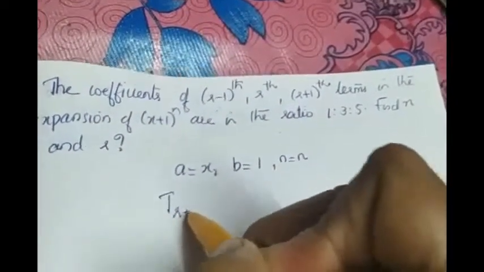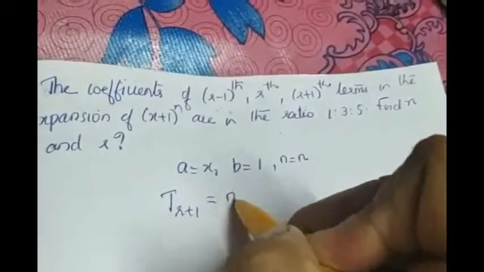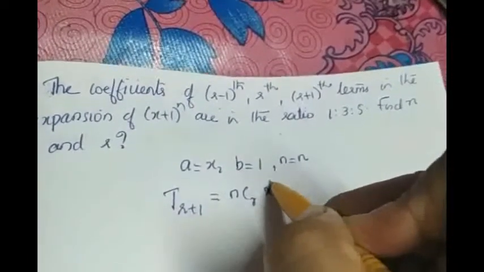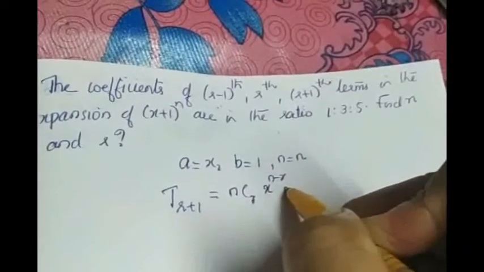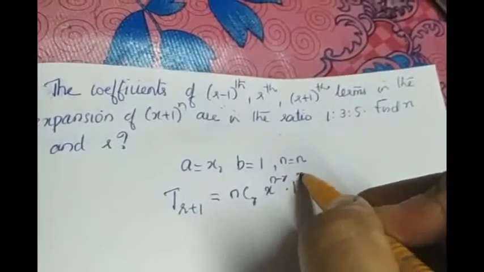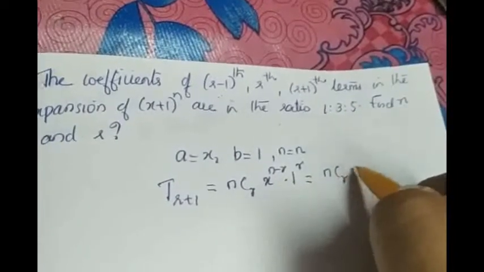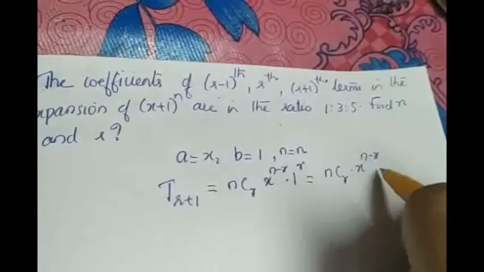The general term is T(r+1). T(r+1) is equal to nCr into a^(n-r), that is x^(n-r), into b^r. b is 1, and 1 raised to any number gives you the value 1. So we are getting nCr into x^(n-r).